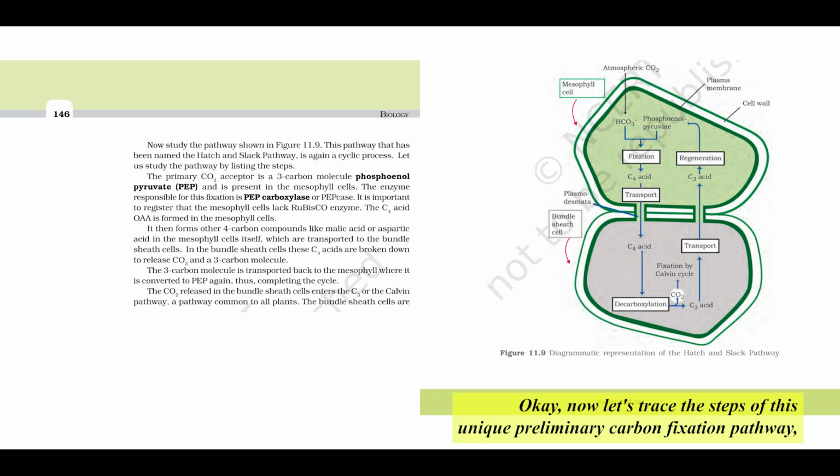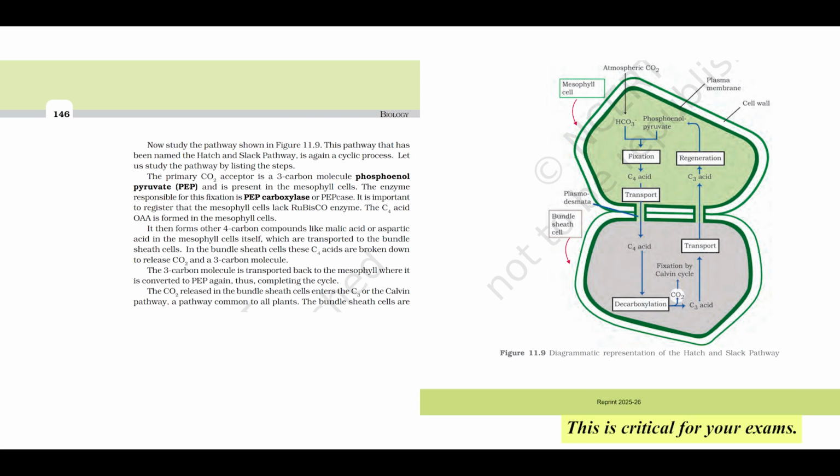Okay, now let's trace the steps of this unique preliminary carbon fixation pathway, known as the Hatch and Slack pathway, named after the scientists who discovered it. It's another cyclic process, but it happens before the Calvin cycle, acting as a clever CO2 concentrating mechanism. This is critical for your exams. Step 1. Primary CO2 acceptance in mesophyll cells. The journey begins in the cytoplasm of the mesophyll cells, the outer layer of photosynthetic cells in the C4 leaf.